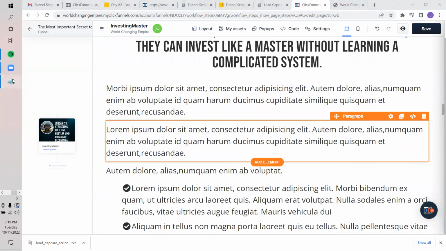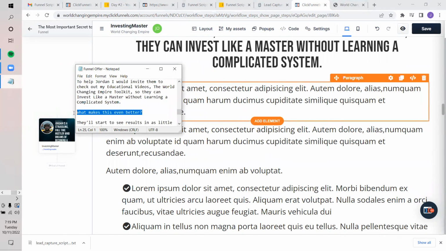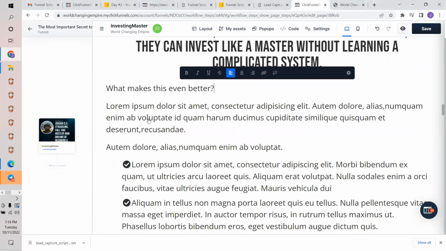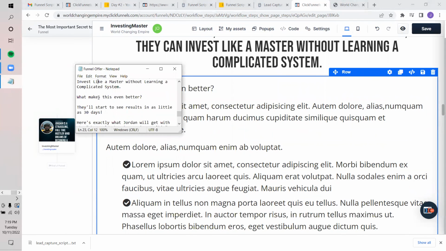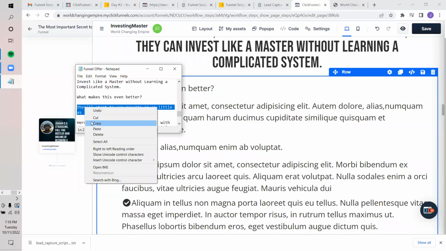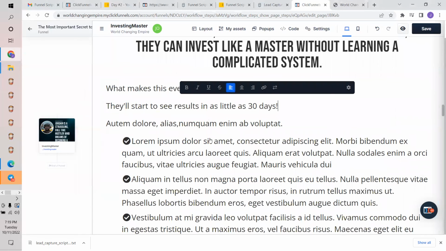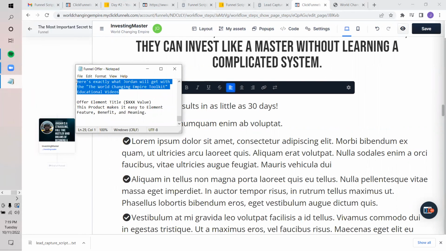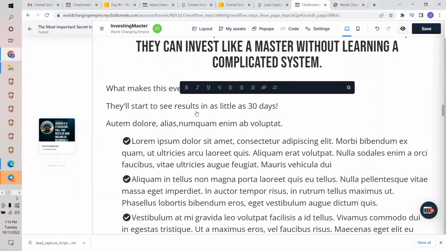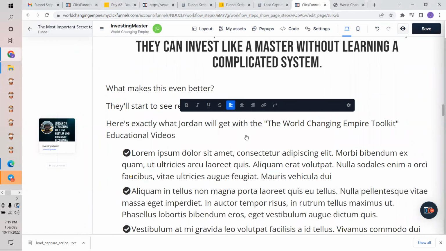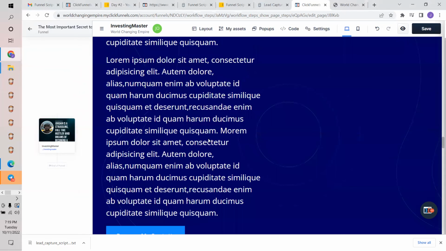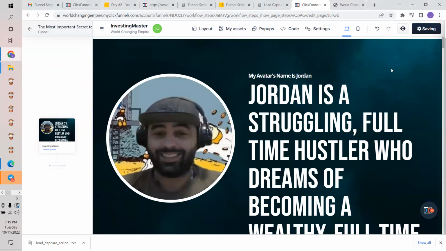And then this is where we need to get rid of all this. Or not get rid of it, but just copy and paste. What makes this even better? They'll start to see results in as little as 30 days. And here's exactly what Jordan would get with the World Changing Empire Toolkit. Here's exactly what Jordan will get with the World Changing Empire Toolkit educational videos. Boom. Awesome. Let's save that.